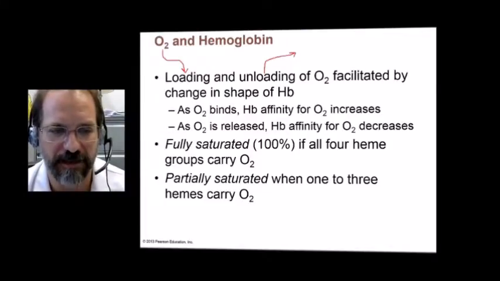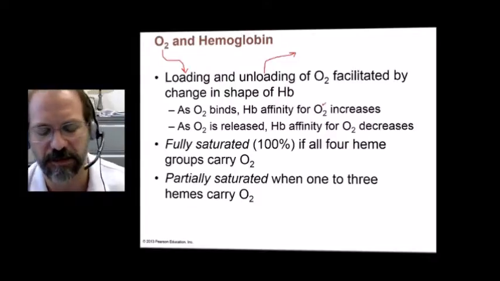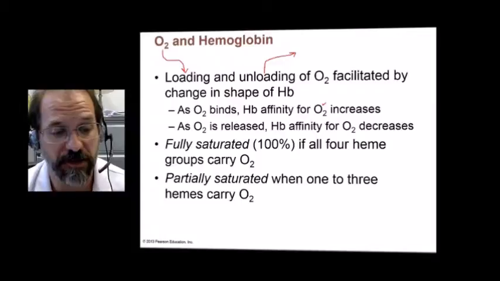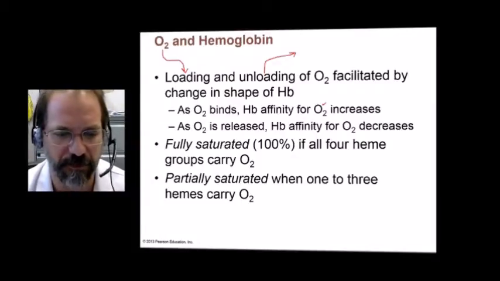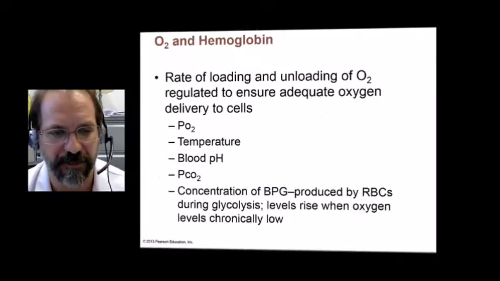And what it says here is, as oxygen binds, it actually increases its affinity for more oxygen. So when the first oxygen binds, it causes the next one to bind more easily, and so on and so forth. And the reverse is also true. As oxygen is released, it makes it easier for hemoglobin to give up more oxygen. As we'll see, hemoglobin is not usually in a state of full saturation. It's somewhere in between. It's usually partially saturated.